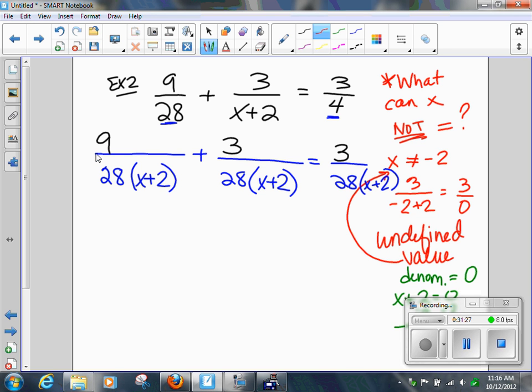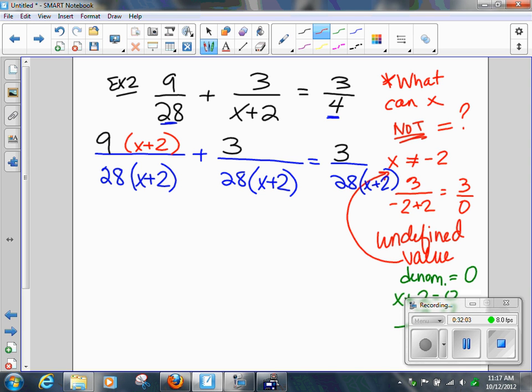Here we go. What do we multiply to that first denominator? We multiplied x plus 2. If we multiplied it to the bottom, what do we have to do to the top? We have to multiply it to the top. Why did you multiply it to the 28? Because it's part of the denominators. When we start this problem, our denominators are 28, x plus 2, and 4. So if you have something like x plus 2, you have to throw it in that denominator to begin with.